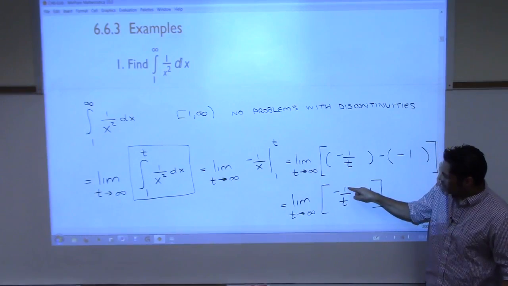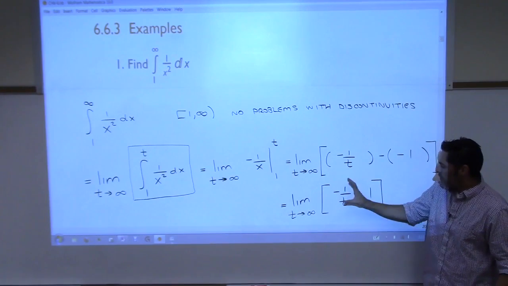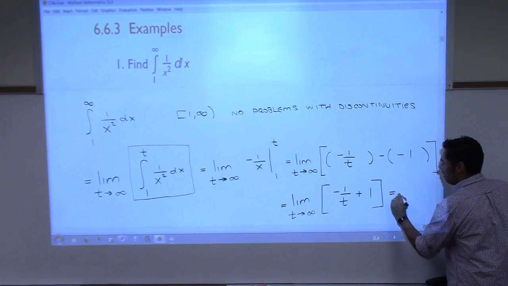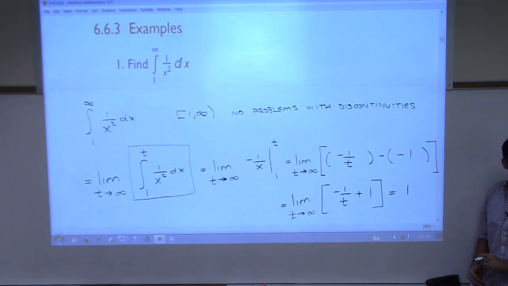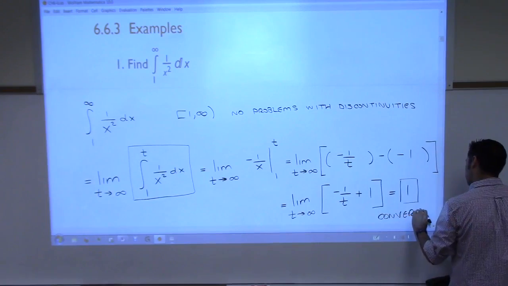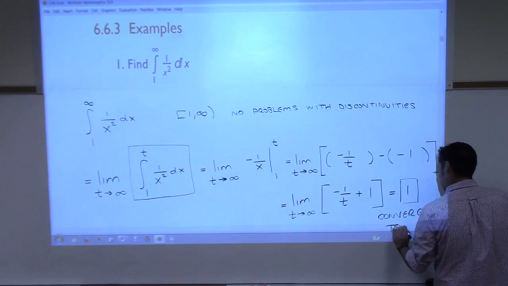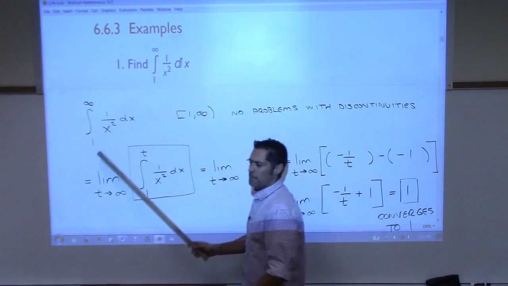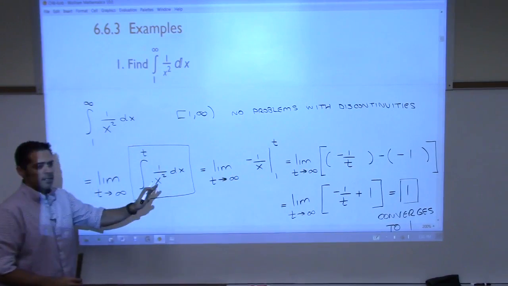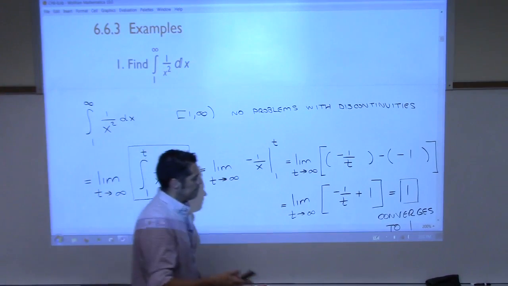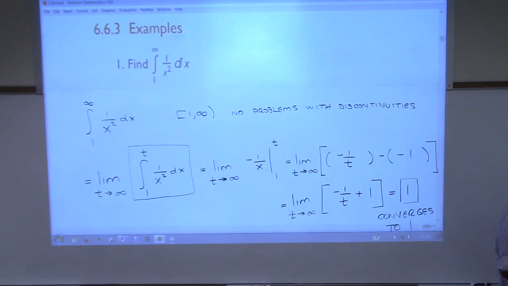And fixed numerator, denominator gets huge, fraction gets small. So that goes to 0. 0 plus 1, you're just going to get 1. So it is converging, isn't it? It is converging to 1. So converges to 1. The area below this curve from 1 to infinity is finite, right? It's a finite value. Yep, it's 1.